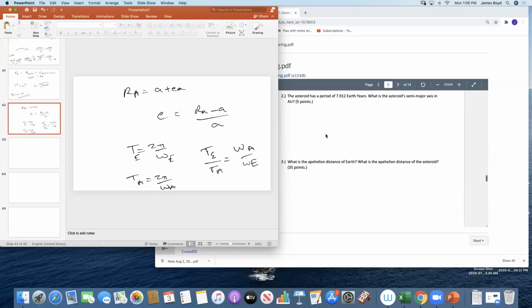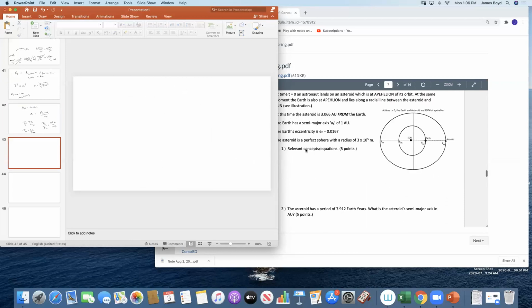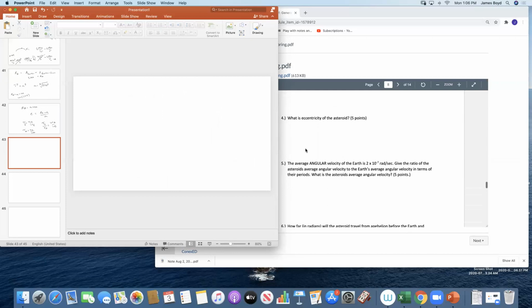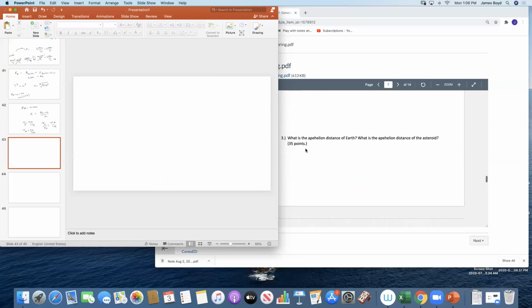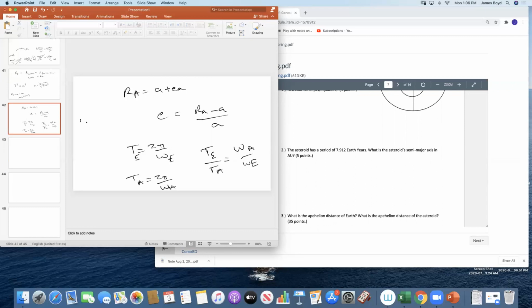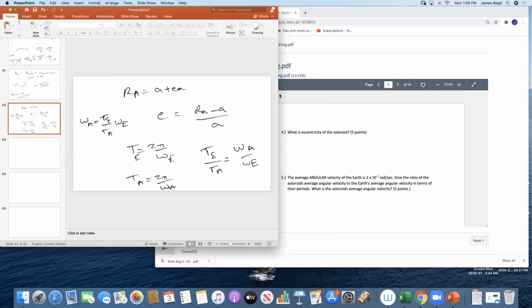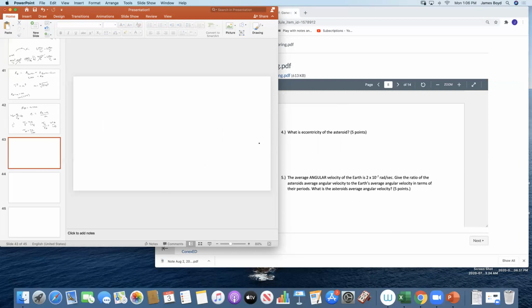We know there are two periods. We're told somewhere that the period of the asteroid is 7.912. So omega A is the period of Earth over the period of the asteroid times omega of the Earth, which is 2 times 10 to the minus 7. So this would be 1 over 7.912.